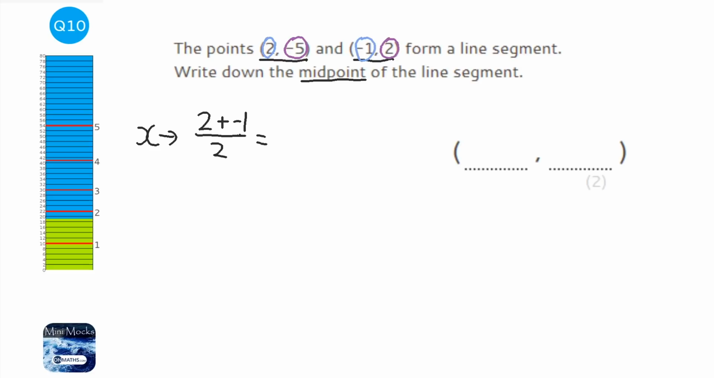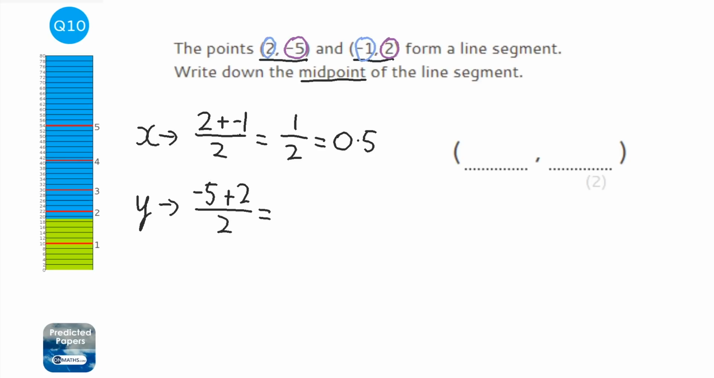So 2 plus minus 1, well, 2 take away 1, because the minus will win against plus and a minus. So 2 take away 1 is 1, and divide by 2 is just going to be 0.5, or just a half. The y's, so here we've got minus 5 plus 2 over 2. Minus 5 plus 2 is minus 3 over 2, which is going to be minus 1.5. So the coordinates are 0.5, minus 1.5. And if you think about it, half is halfway between 2 and minus 1, so that makes sense. And minus 1.5 is halfway between minus 5 and 2.